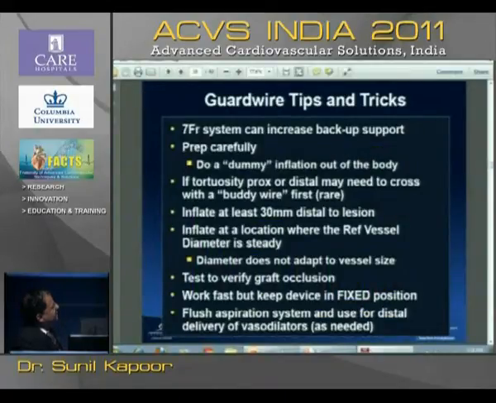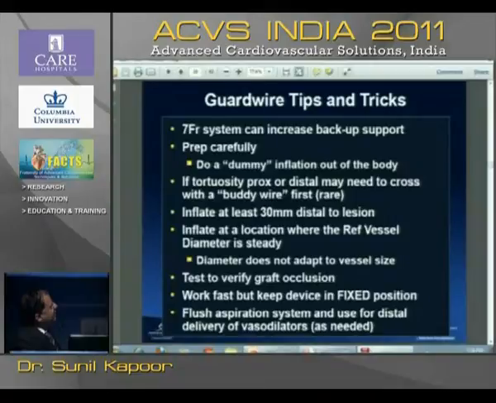What are the GuardWire tips and tricks? A 7 French system can increase the backup support. Try to use 7 French. Then do a dummy inflation out of the body so that you inflate and deflate the balloon. You know that the system is working properly. If there's a tortuosity, proximal or distal, you may need to cross with a buddy wire. So if there's a tortuosity, don't use the GuardWire primarily, use a buddy wire, and that will help you.